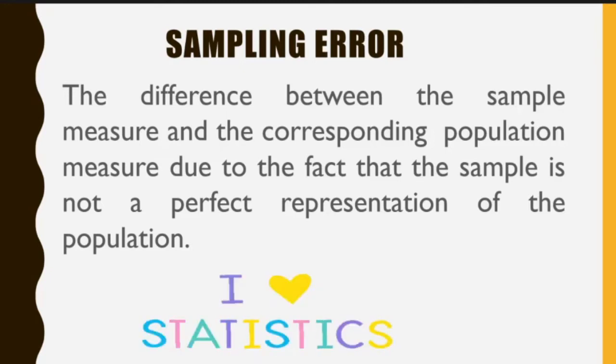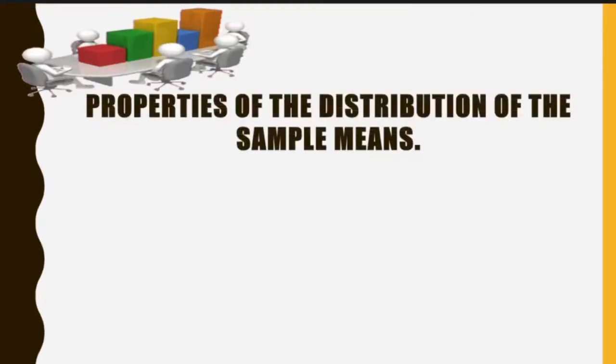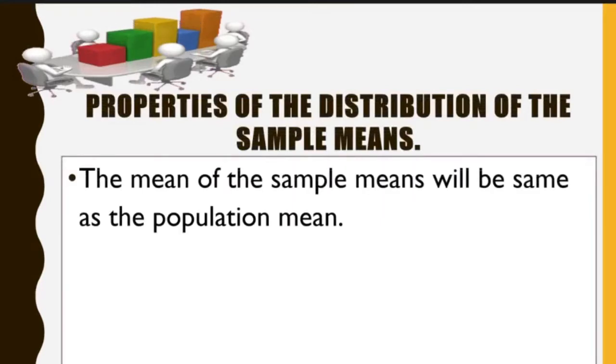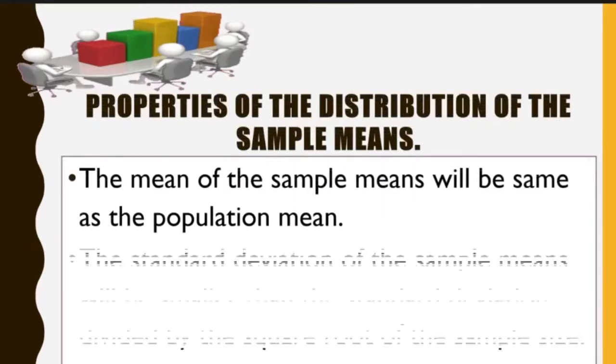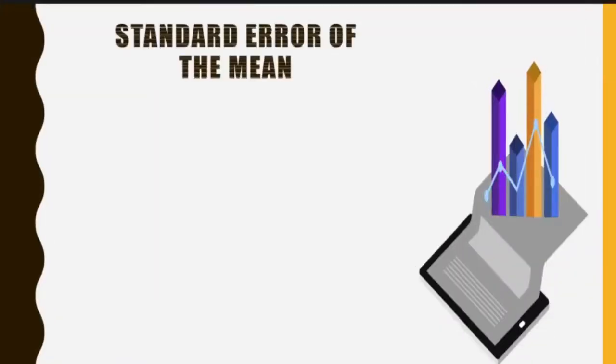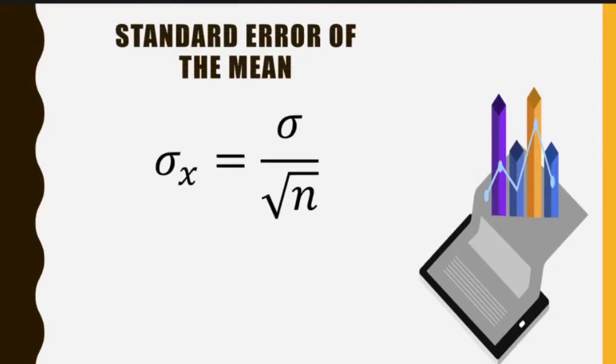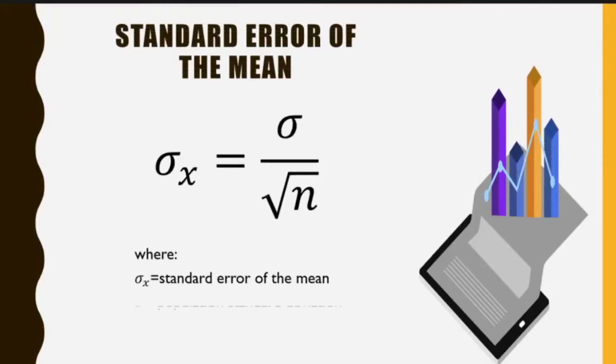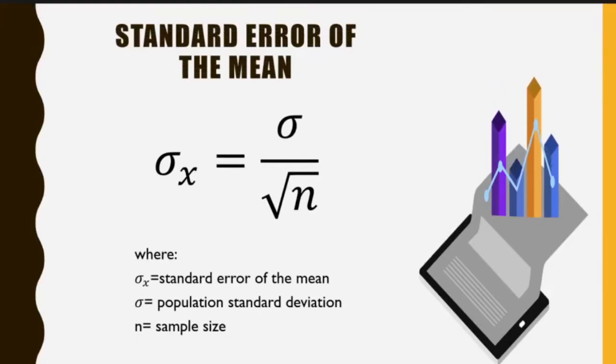To further discuss, let's understand first the properties of the distribution of the sample means. These are the properties. First, the mean of the sample means will be the same as the population mean. Next, the standard deviation of the sample means will be equal to the population standard deviation divided by the square root of the sample size. The standard deviation of the sample means is called the standard error of the mean. And this will be our formula, whereas the standard error of the mean is equal to the population standard deviation divided by the square root of the sample size.